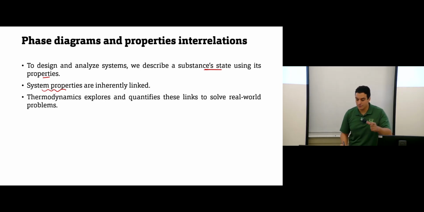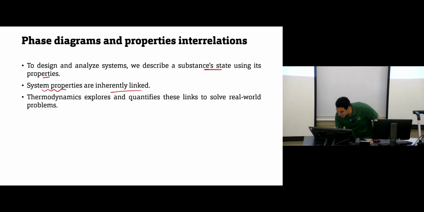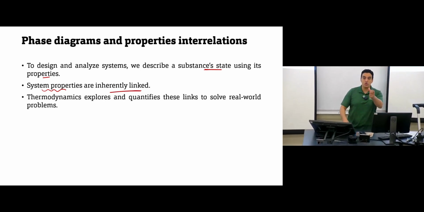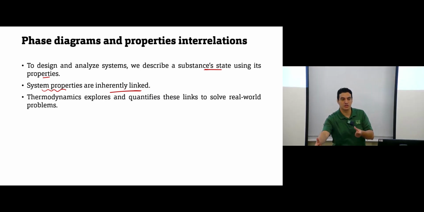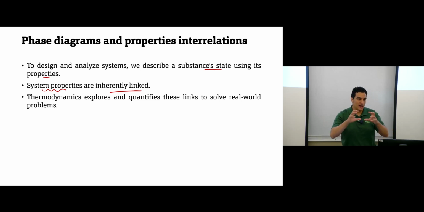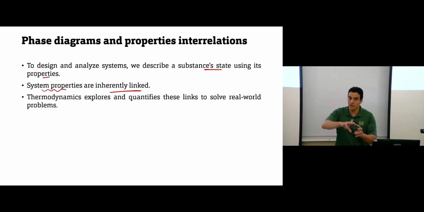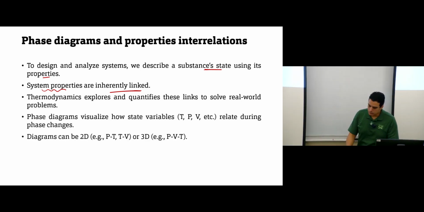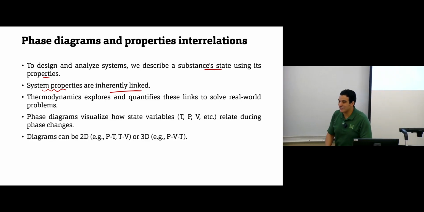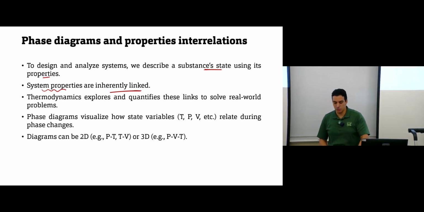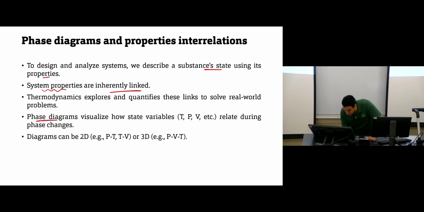But the key here is that these properties are interrelated. If you change one property, the other property may also change. So these properties are connected together. This is why we should consider how these properties are linked together, or how they are influenced by each other, because one can change another one. One of the ways that explain the relationship between these properties is the phase diagrams.